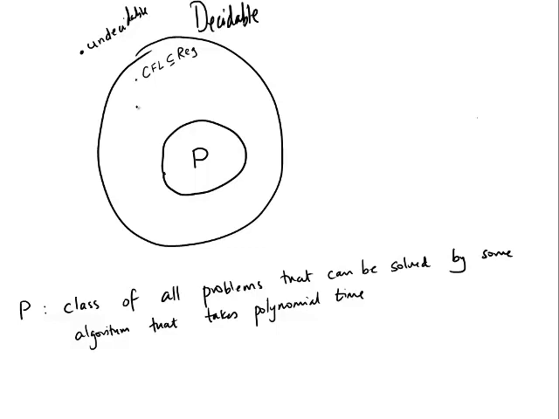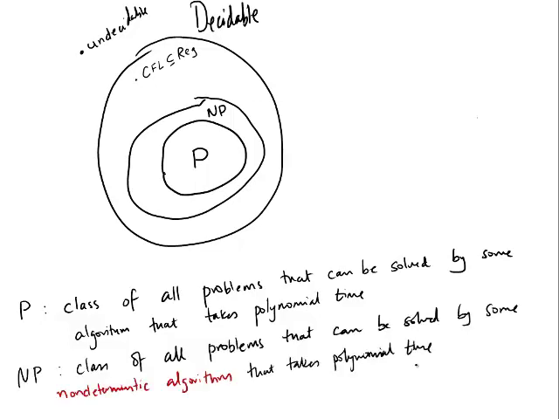Now there is another class of problems that have solutions in this class called NP, which turns out to be very interesting. NP is the class of problems that can be solved by algorithms that are non-deterministic and work in polynomial time. So NP is the class of all problems that can be solved by some non-deterministic algorithm, as opposed to a deterministic algorithm for P, in polynomial time. And what is a non-deterministic algorithm? It is a very strange, unintuitive notion.